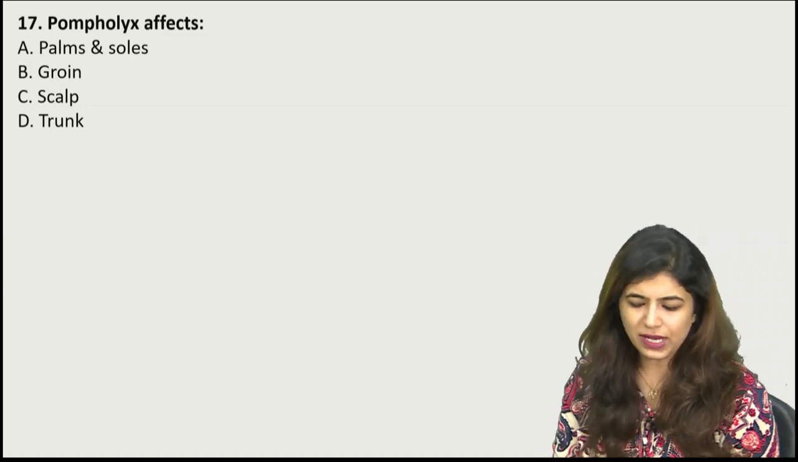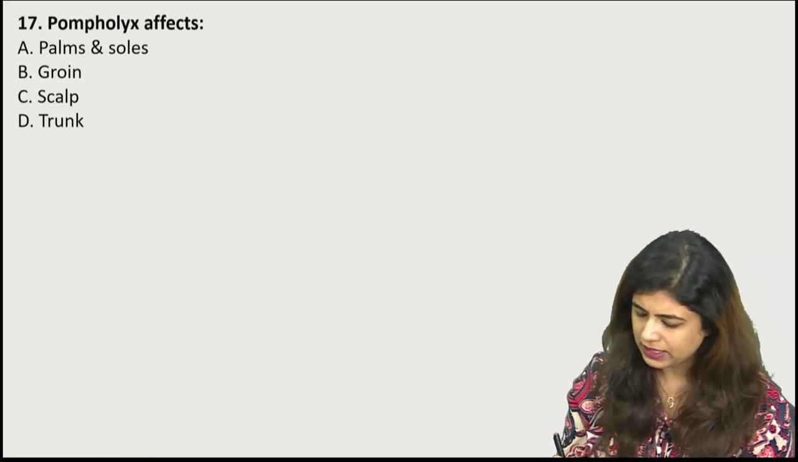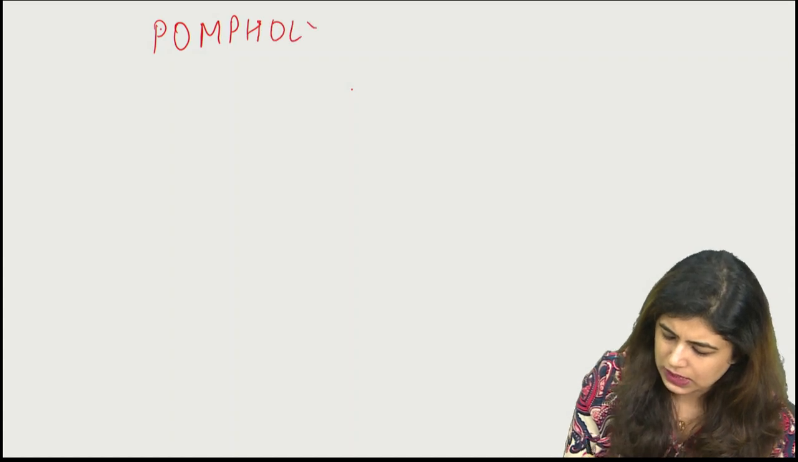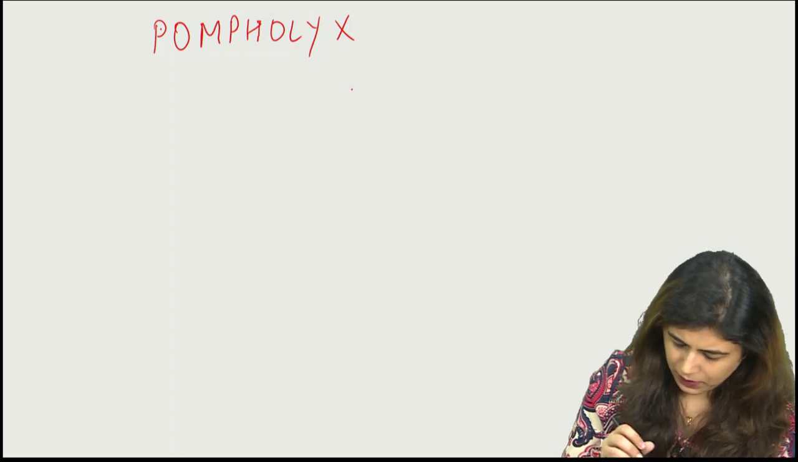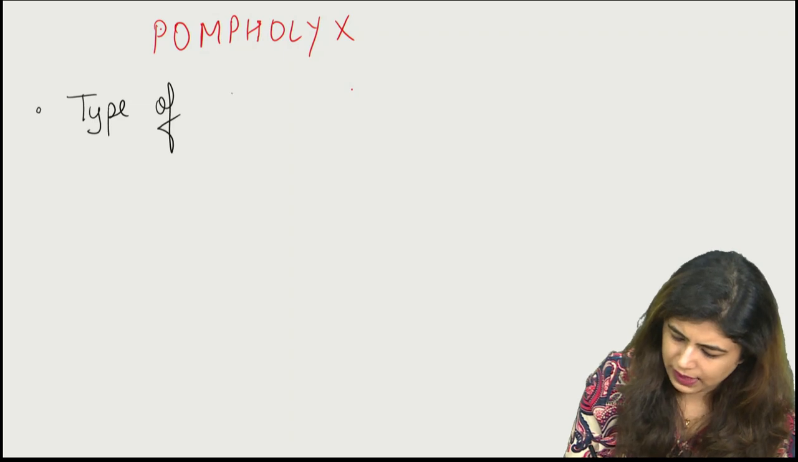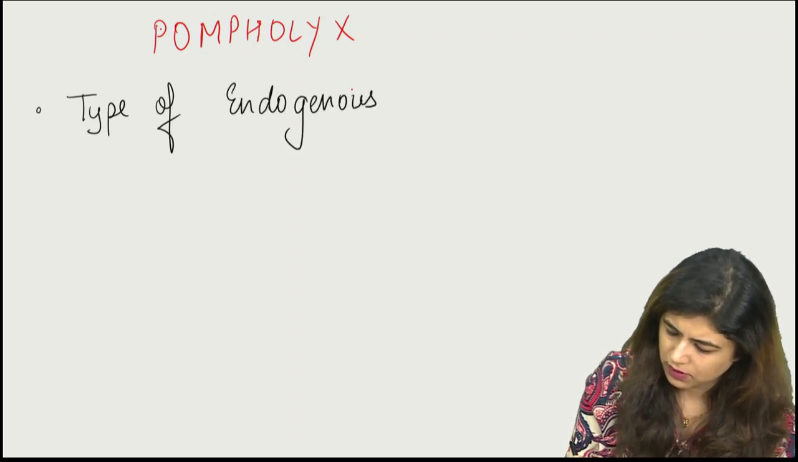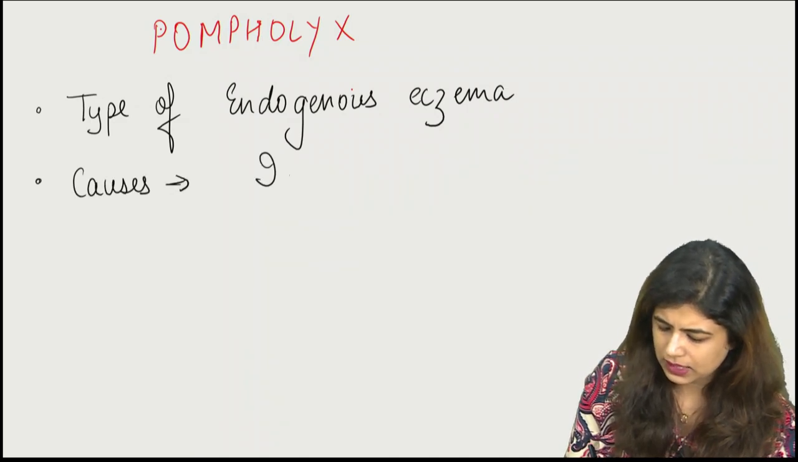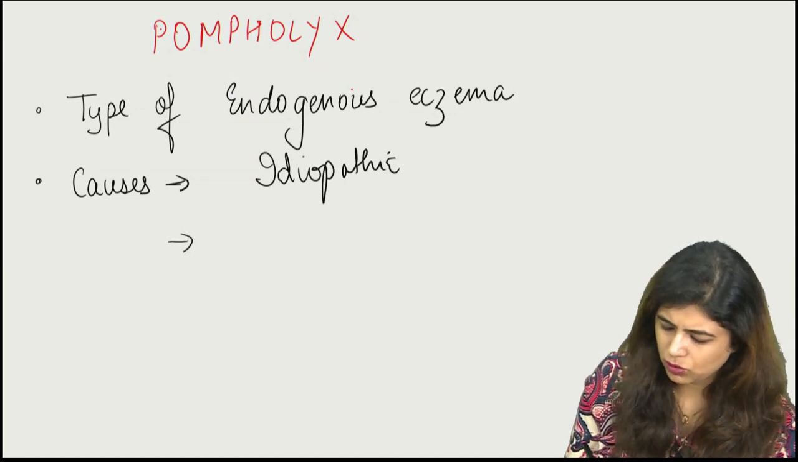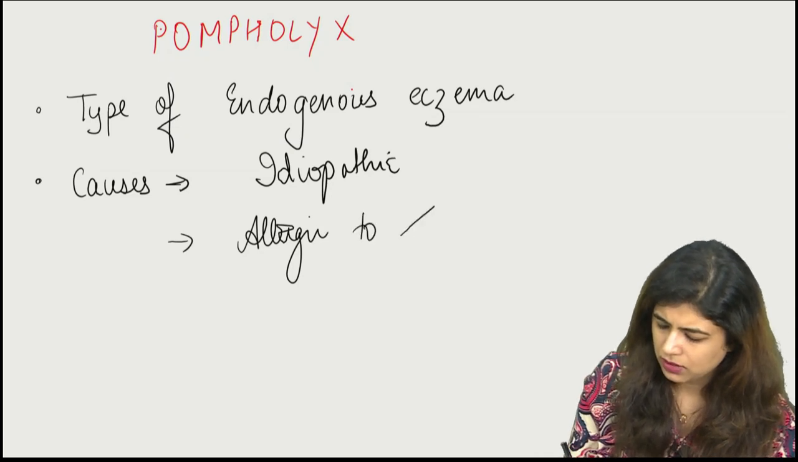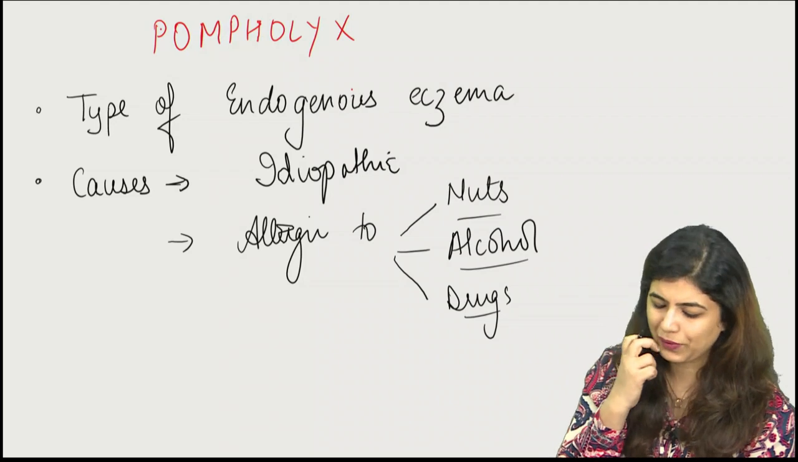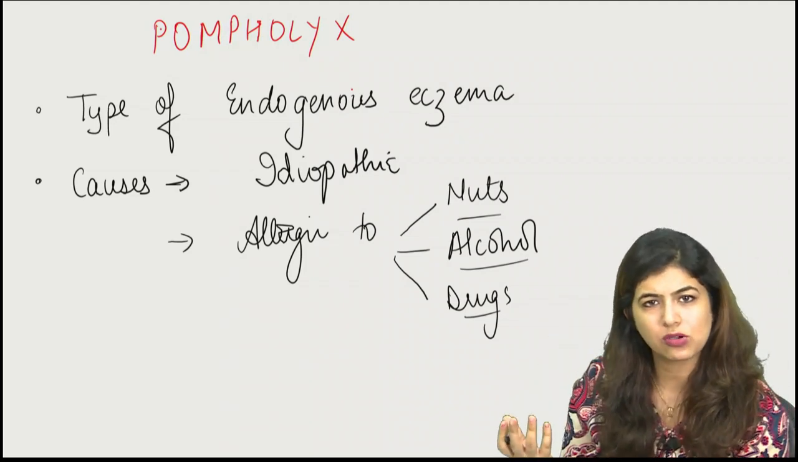Moving on to question number 17, pomphylix affects which site of the body? Pomphylix recently has become a favorite topic of these examiners. So you need to be aware of what this is. This is a type of endogenous eczema. Amongst its causes, mostly it is idiopathic, but it may also be due to allergy to nuts, alcohol, certain drugs. The causes may or may not be known to the patient when they come to you. So causes may be variable depending on whatever is the cause of any type of eczema.